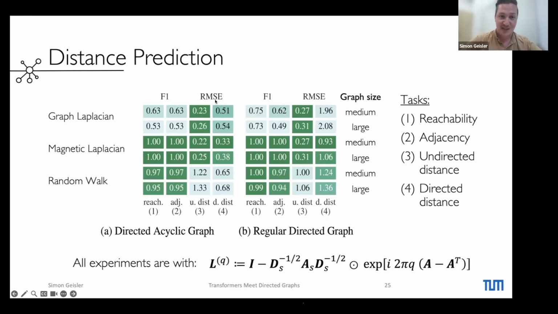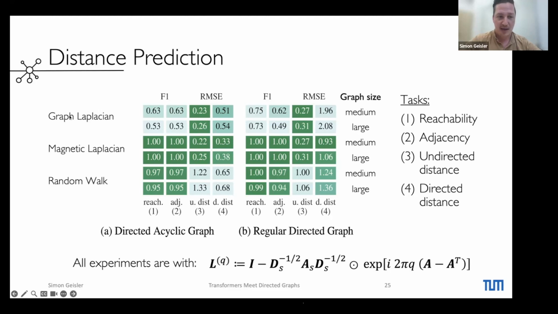So for RMSE, lower is better, for F1, higher is better, and therefore we encode the performance also in colors. So this dark green means it's a good performance, and this brighter color means it's not so good. For this, we sample Erdős-Rényi graphs. One, we sample directed acyclic graphs, and we also sample regular directed graphs. And then we study the generalization to larger graphs. So here I just freely abbreviate this, like medium-sized graphs and large-sized graphs. So this is a matrix of all the different combinations, and also having 3 different positional encodings.